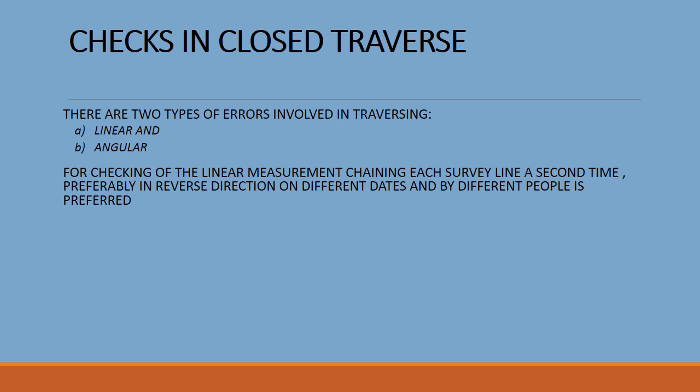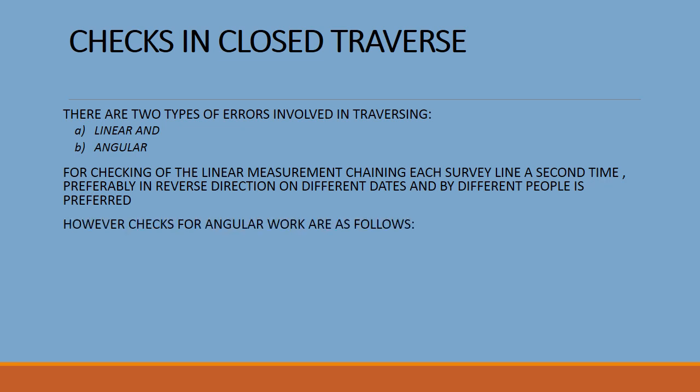Now for checking particularly for linear error, what we will do is try to do the survey again in the reverse direction on different dates, not on the same day, and with the help of different people. This is done in order to minimize or nullify the error that we will find in linear measurement.